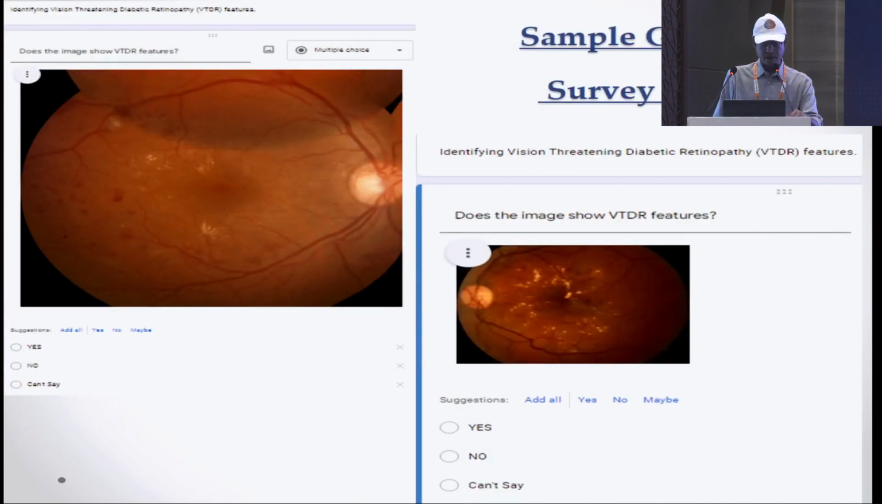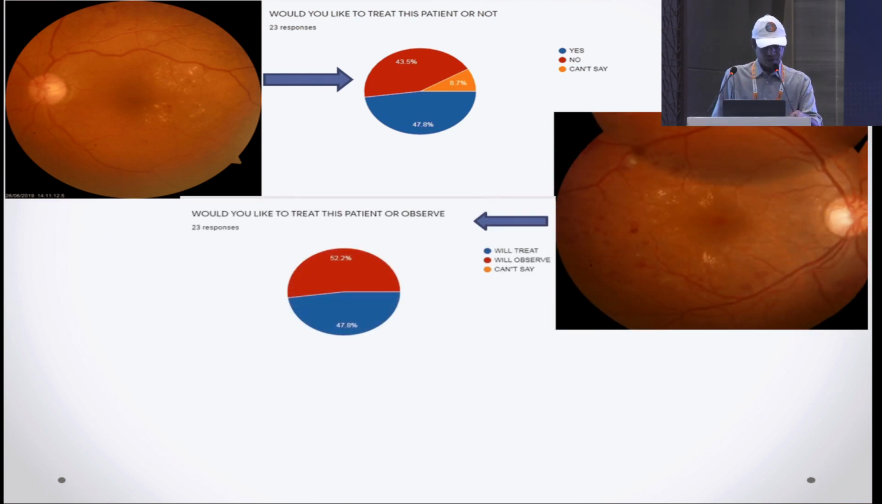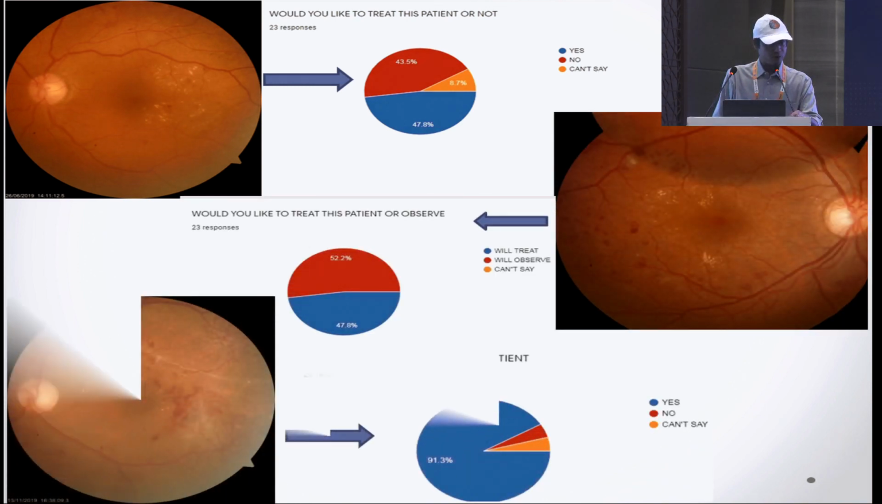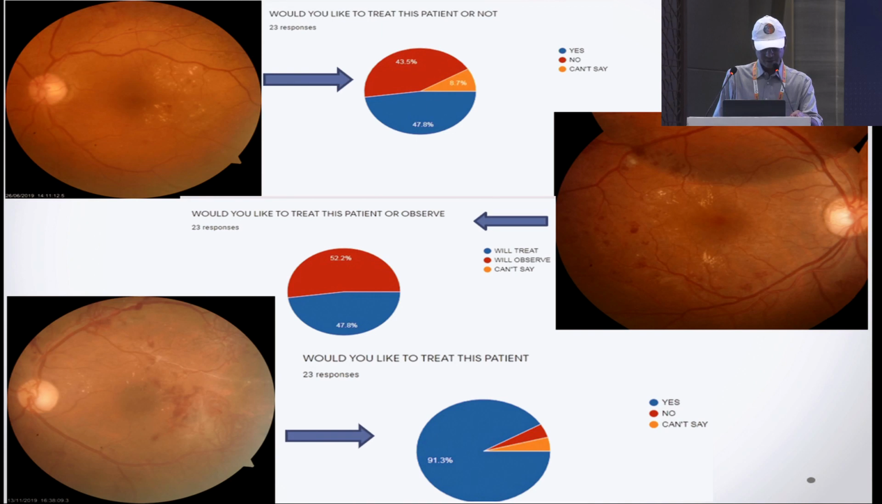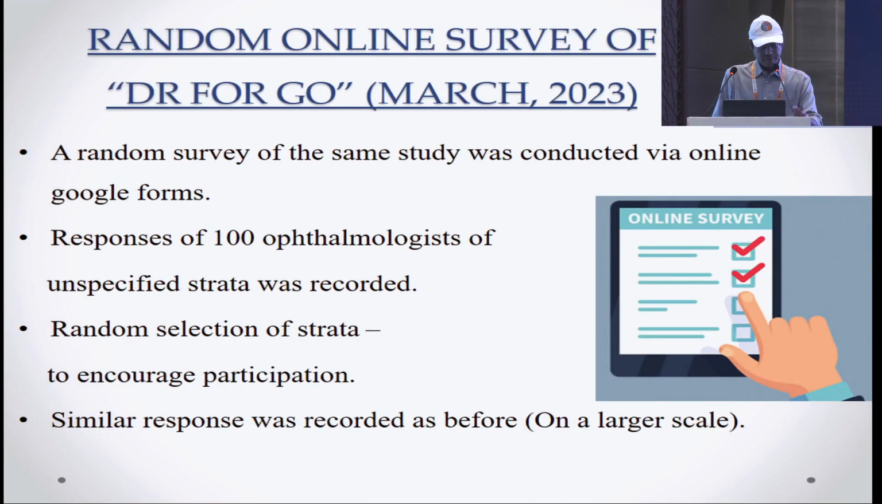After that, we conducted the online survey where again we showed the images of diabetic retinopathy and gave them 3 responses, yes, no, or can't say. These were the responses that were recorded in both the online surveys. After recording such responses, again we could say that the mandate was pretty clear in all the clear-cut cases.